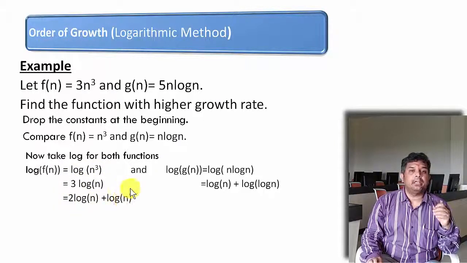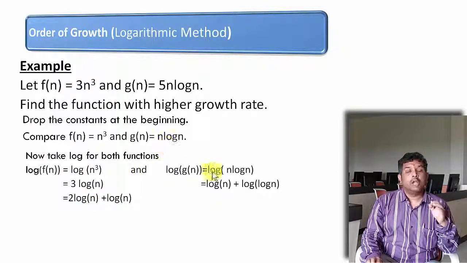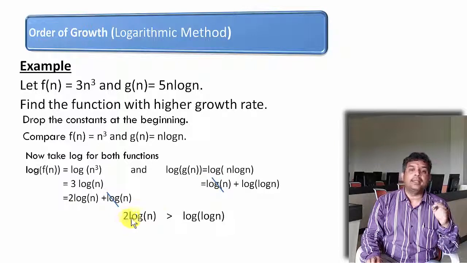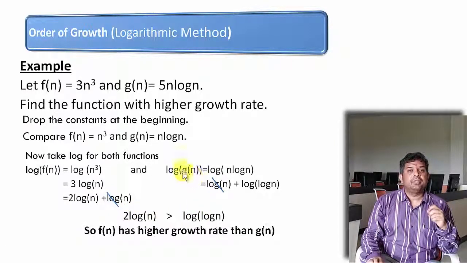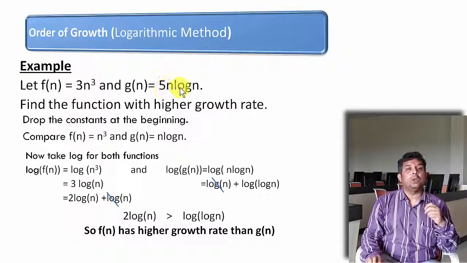Similarly, for the other function, log of n log n. Again, we are in the form of multiplication. We can say log n plus log n. Now on both sides we are having log n. So we can cancel it out and we can see 2 log n is always greater than log n. So we can say the function 3n cube is having higher growth rate than 5n log n.